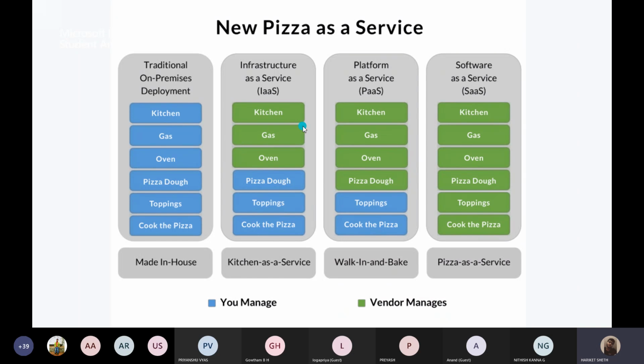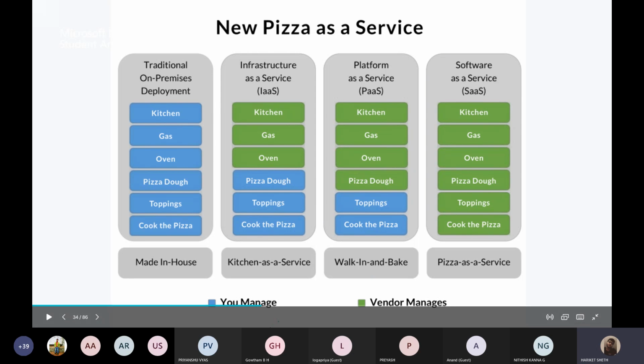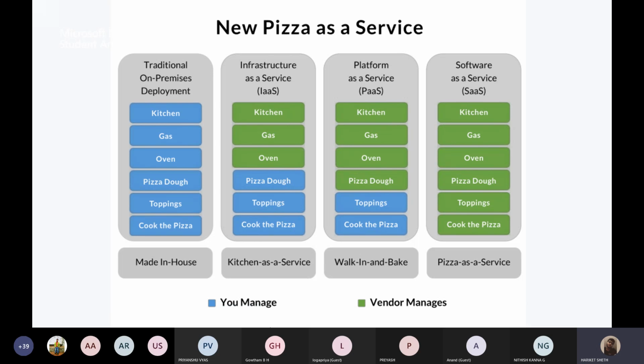Whereas in infrastructure, the kitchen, gas, and oven are all vendor managed. This is more like a kitchen as a service, as in you're just going there and cooking there. You're using their kitchen, gas, and oven to make your pizza. The other main things, like the pizza dough, the toppings, and cooking the pizza, are your own customized things.